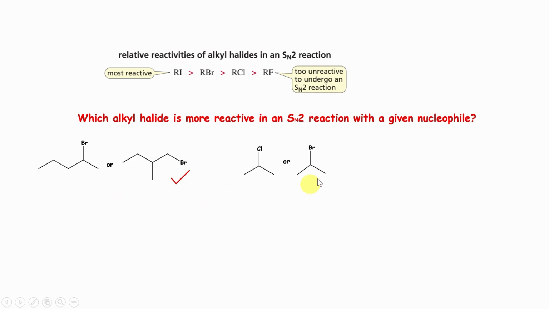In the second example, you can see both are secondary alkyl halides. The difference is in the leaving group. Here it is bromine and here it is chlorine. Bromide ion is less basic than chloride ion. So the leaving ability of bromide is more than that of chloride, and hence 2-bromopropane is more reactive in an SN2 reaction. See another example. Here both are alkyl bromides, and they are secondary also.